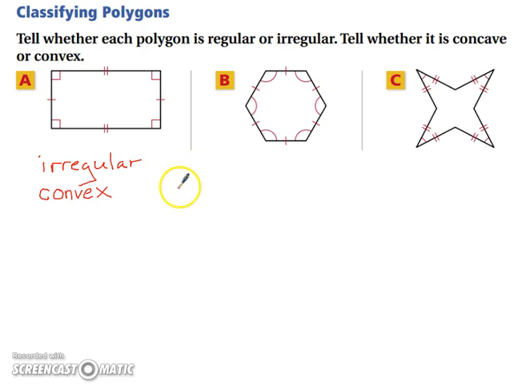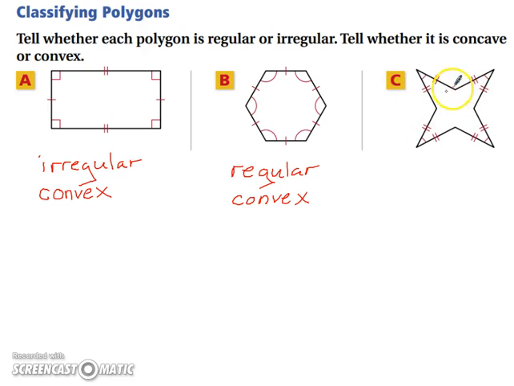Take a moment and pause the video and try B and C. If you look at B, you notice that all of the interior angles here are the same measure, as well as each of the sides. That makes this figure a regular figure. And we know that all regular figures are convex.